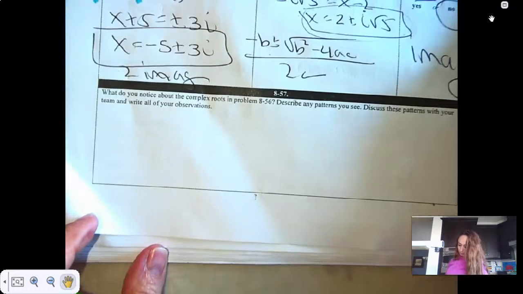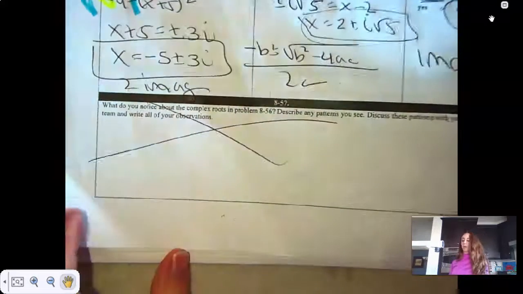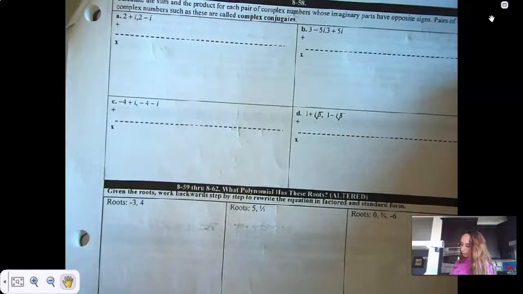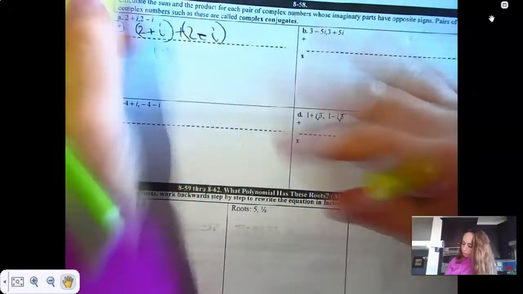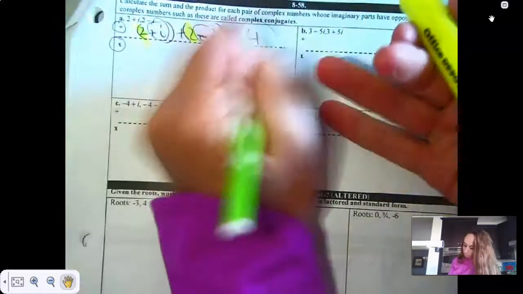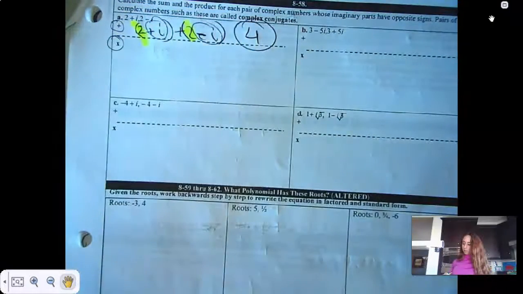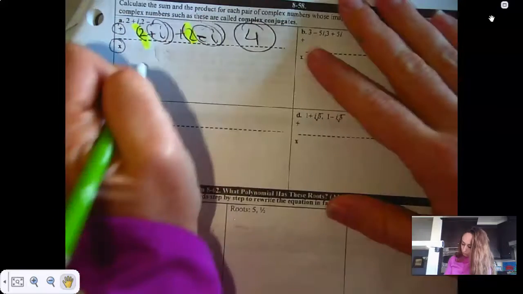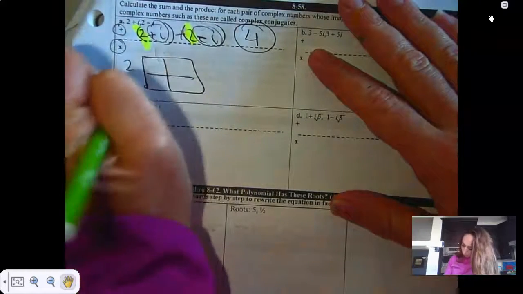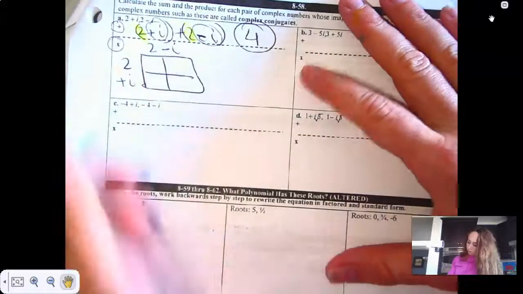Let's just turn the page. All right. In these 4 problems here, what they want you to do is take these and add them, and then take these and multiply them. So I'm going to go 2 plus i plus 2 minus i. Well, we remember how to add. 2 plus 2, 4. And then i minus i, oh, it's gone. So that's just 4. And when they ask us to multiply it, what they're asking us to do is box it out. 2 plus i, 2 minus i.